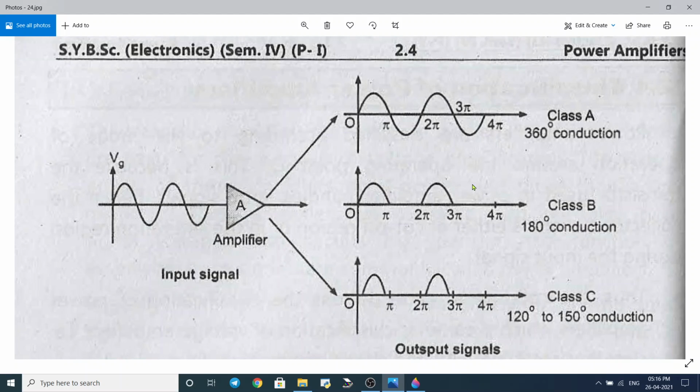So friends, in this lecture we have started chapter number 2, that is power amplifiers, and we have seen the introduction to this chapter and the classification of power amplifiers, that is class A, class B, class AB and class C power amplifiers. So thank you very much.